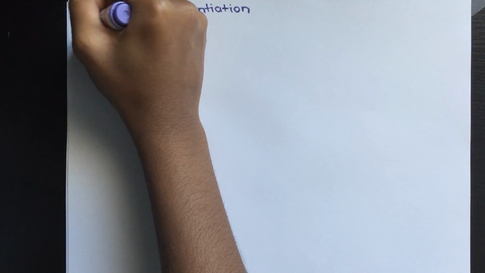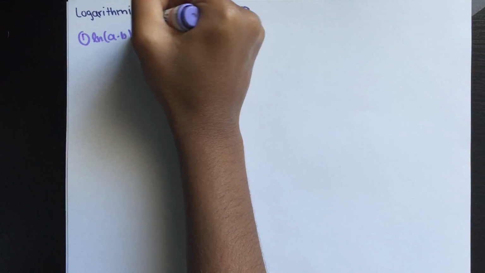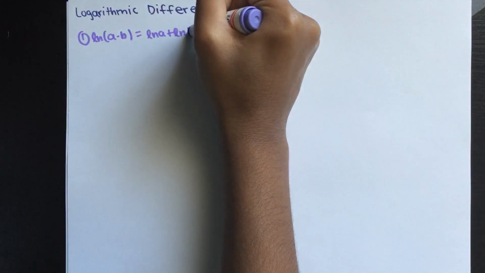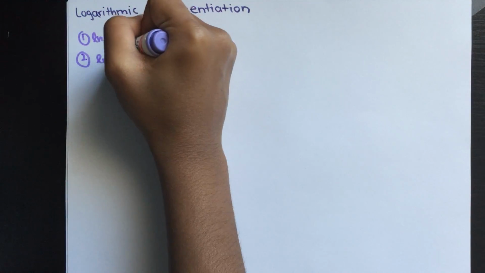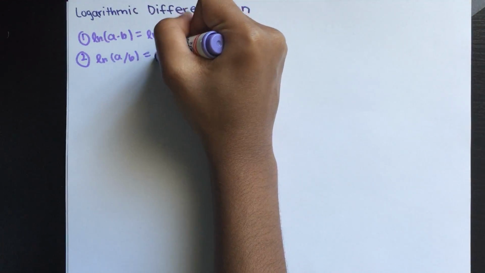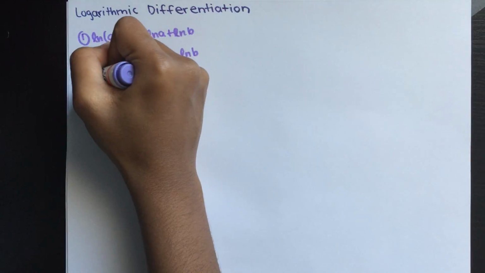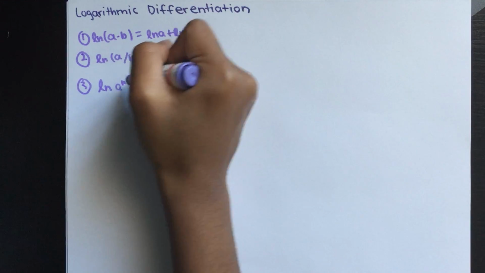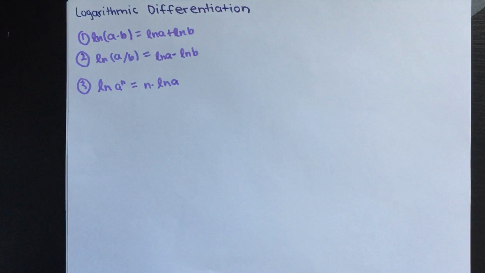So the first rule is the product rule, and that states that the natural log of a times b is the natural log of a plus the natural log of b. The second rule states the natural log of a over b, and this is the quotient rule, is the natural log of a minus the natural log of b. And the third rule is a power rule, and that states that the natural log of a to the n is n times the natural log of a.